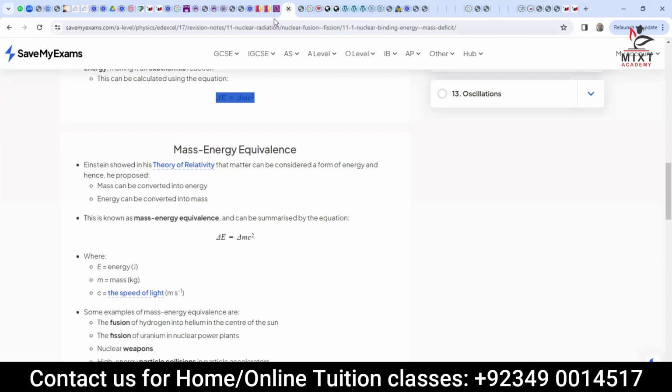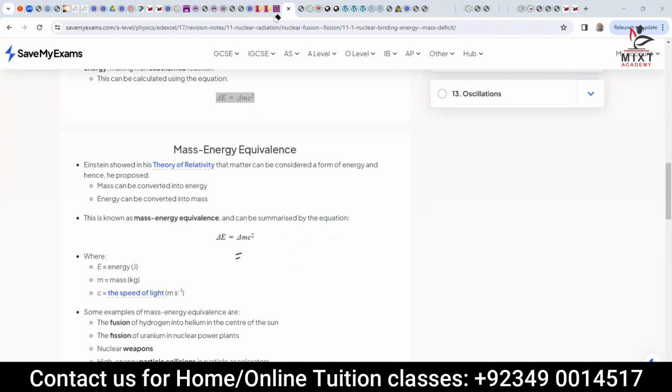Let's suppose my weight is 90 kg and I am moving with the speed of light, then this formula will give me how much energy I will be liberated into, or converted into. So this formula gives us the energy conversion if a body is moving with the speed of light. E equals mc square.